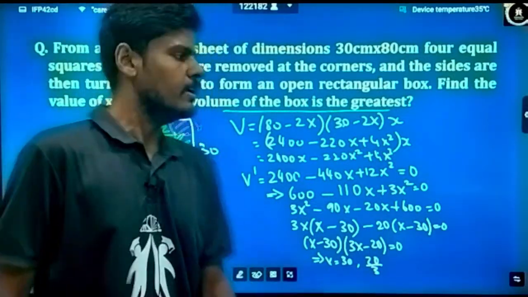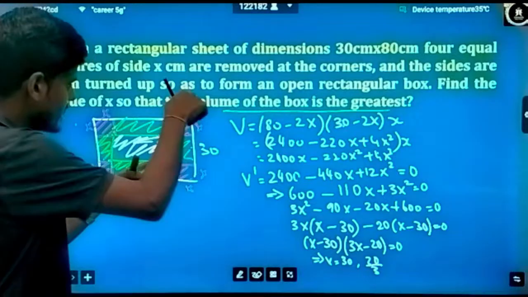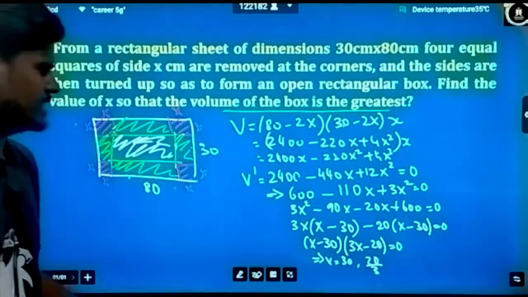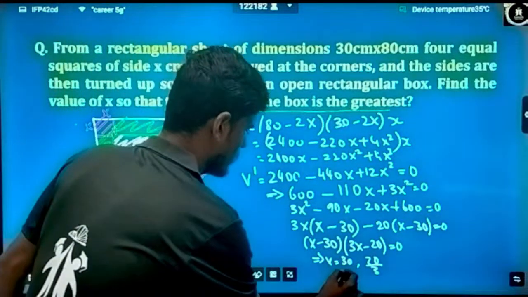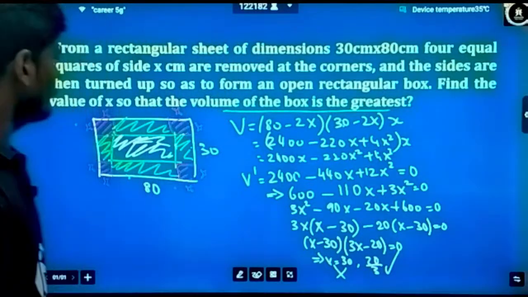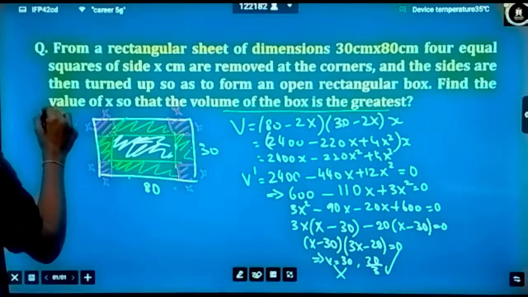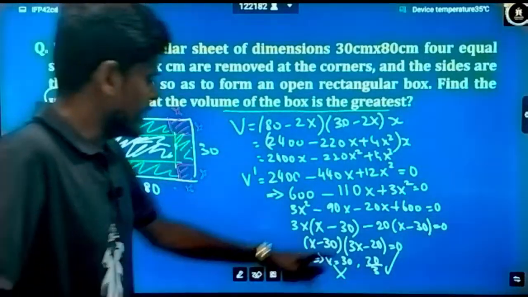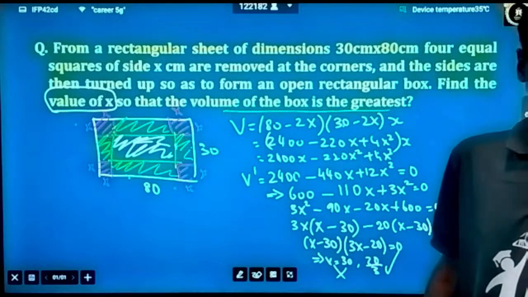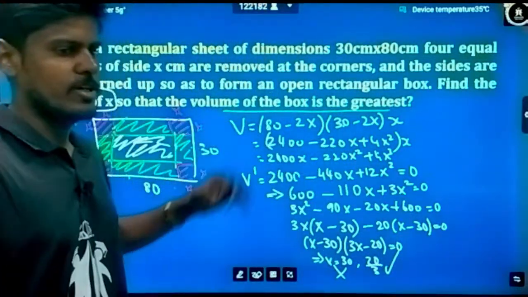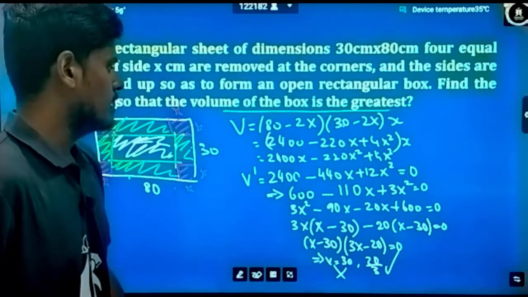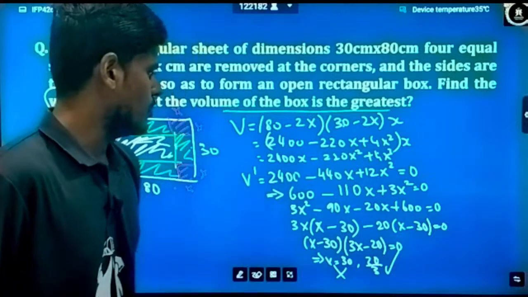Now when x is equal to 30, what does that mean? X is 30 means we are removing the entire region. That means we cannot form a rectangular box. That is not possible. That means x equal to 30 should be rejected. X equal to 20 by 3 is the answer. What do we need to find? The value of x. So x will be 20 by 3. Clear now students? This is how we should solve these types of questions. And for checking if this value is actually maximum or minimum, use the second derivative test. Again find v double dash, that will be 6x minus 110.